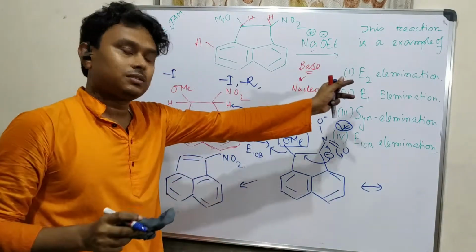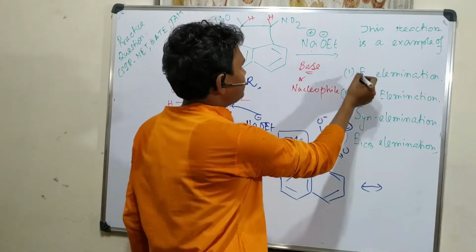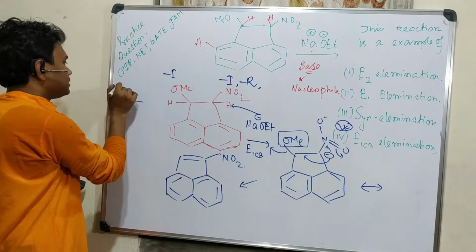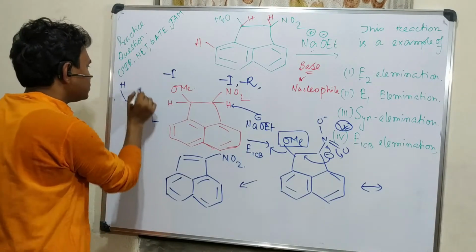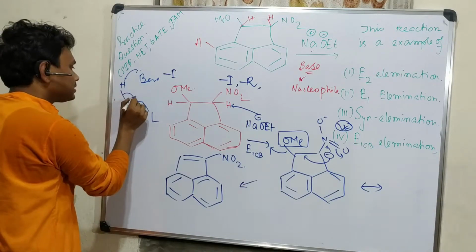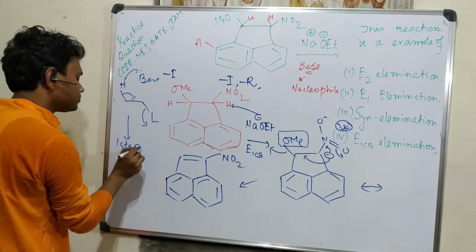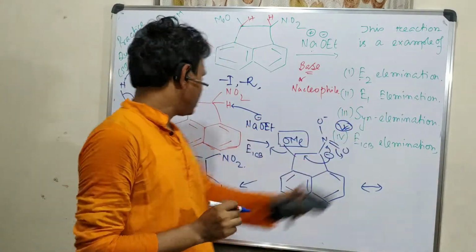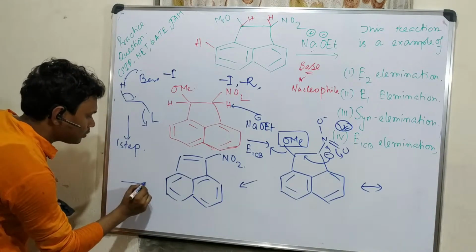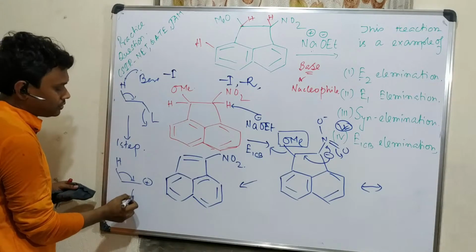I'll explain the other options a little more slowly also. What is E2 elimination? E2 elimination means that this is the hydrogen and this is the leaving group, so the base will attack here, and the whole process is one step. This is E2. What is E1 elimination? The leaving group will leave first and produce a carbocation, and after that the proton will be abstracted and produce the double bond.